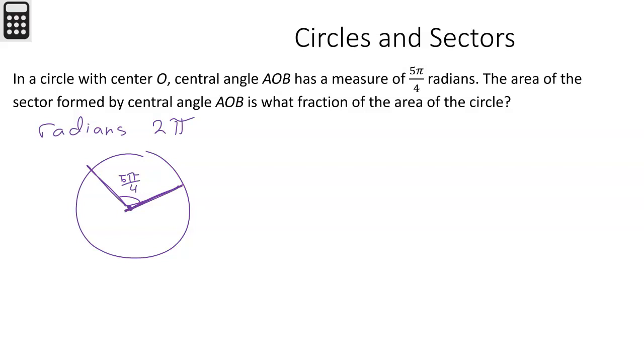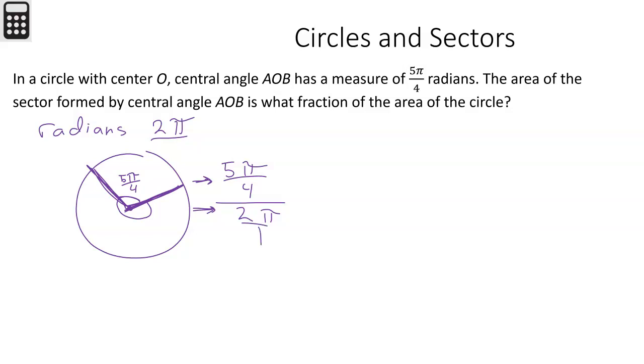What fraction of the area is this part? Okay, well, we have to know out of the whole. Well, the whole angle in radians is 2 pi. I want to know what is the fraction of my angle out of the whole, the part out of the whole. Well, how do I divide that? 5 pi over 4 divided by 2 pi.